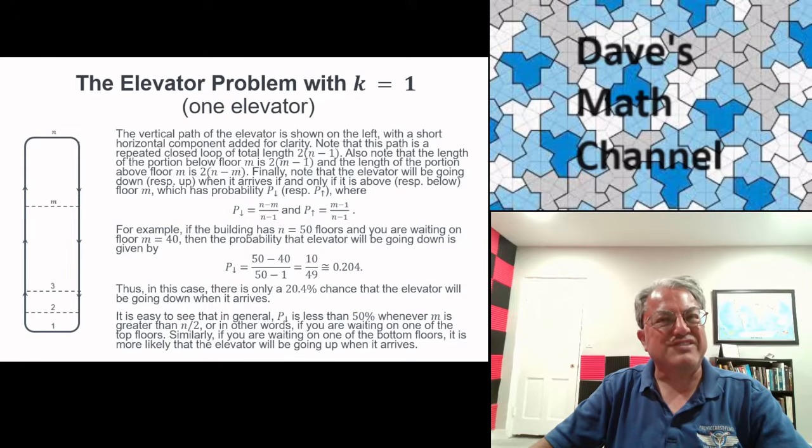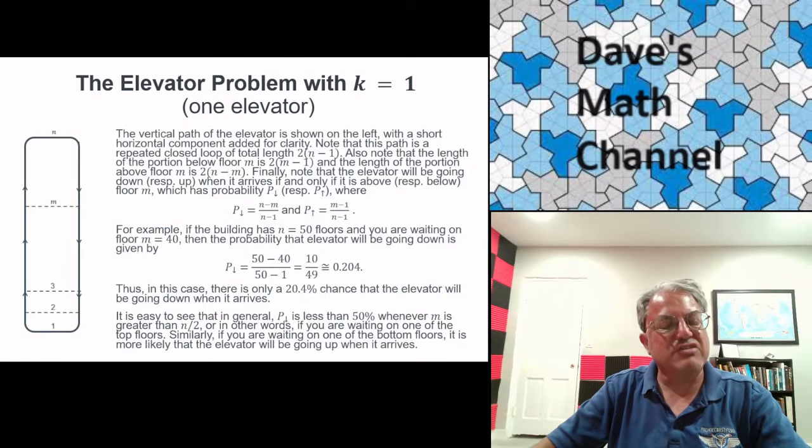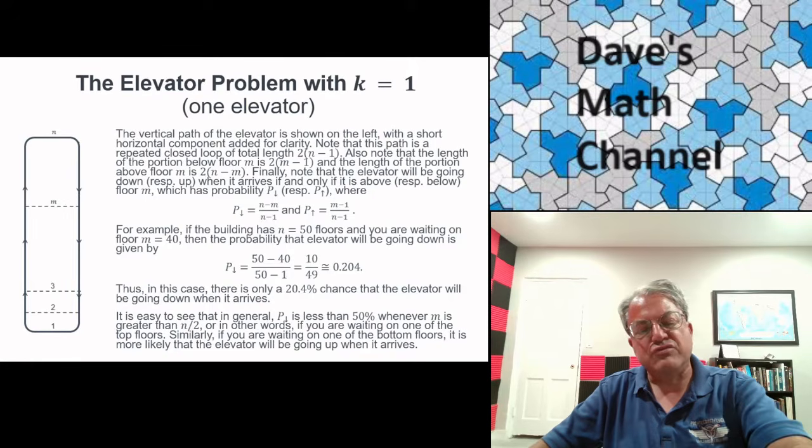So it's not just Murphy's Law. I mean, if you like, you can think of it as a case of Murphy's Law, but there's a mathematical reason for it. So anyway, that's how this works.